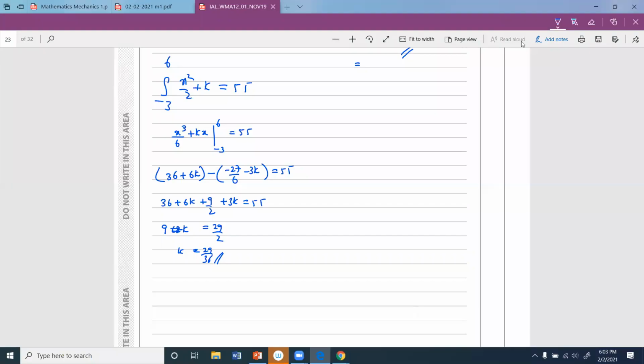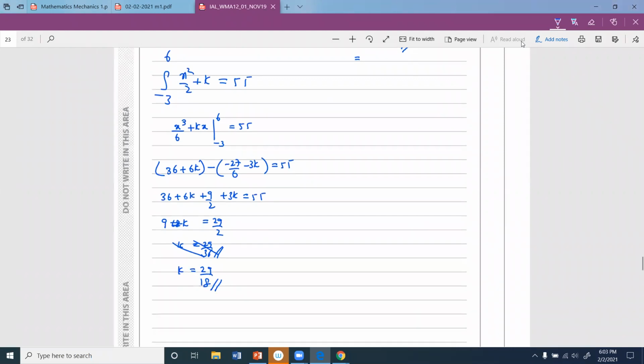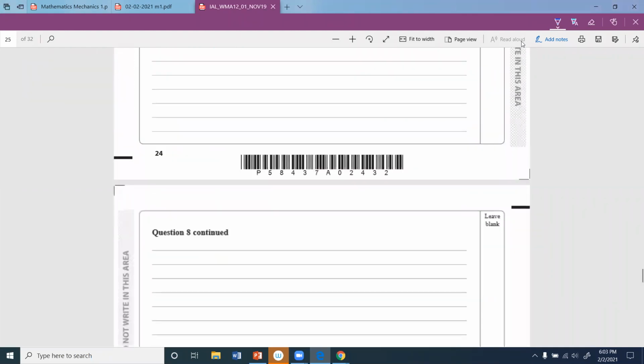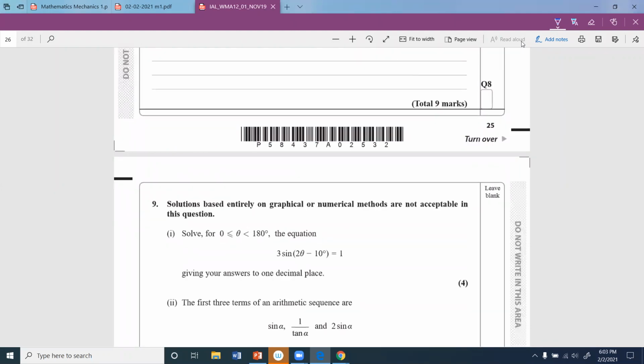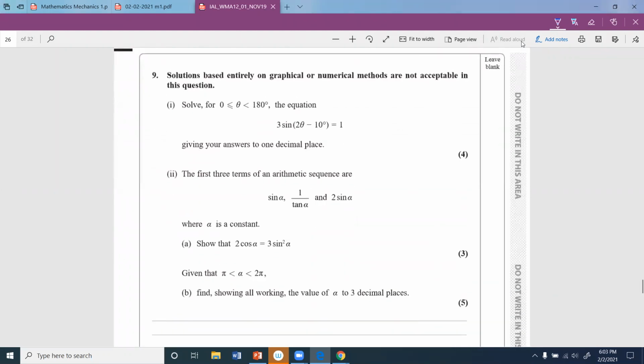It should be 9k, no? Yes, sir. Not 18k. Yeah, the 9k equals 29 over 2, so it should be k equals 29 over 18, no? That's it. Now it's correct, right? Yes, sir. Yeah, that's good. Okay. Yes. Okay. This is the next part of the question.